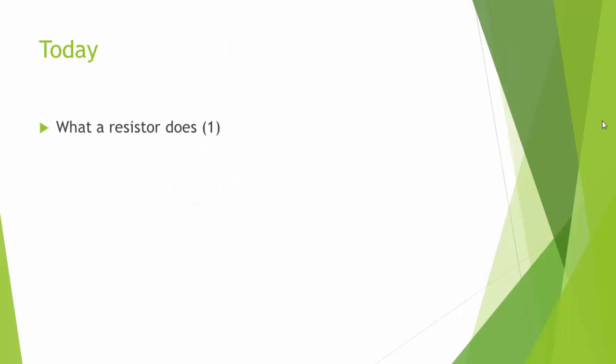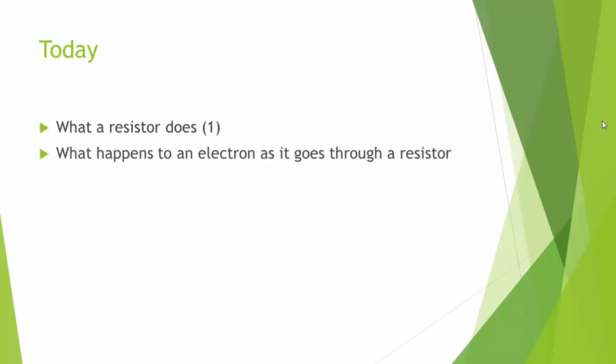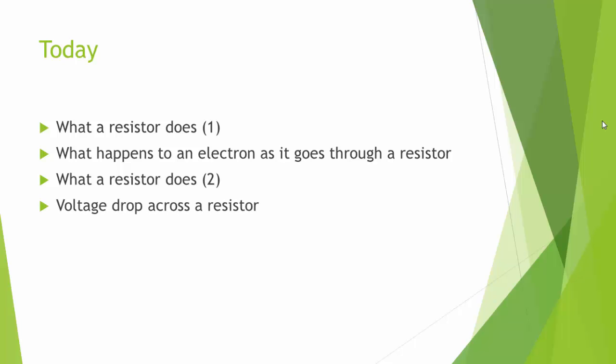Okay. So today we're going to talk about what a resistor does, talk about what happens to an electron as it goes through a resistor, and then re-look at that idea one more time, talking about voltage drop across a resistor, and then look at the practical application of this concept in voltage dividers.